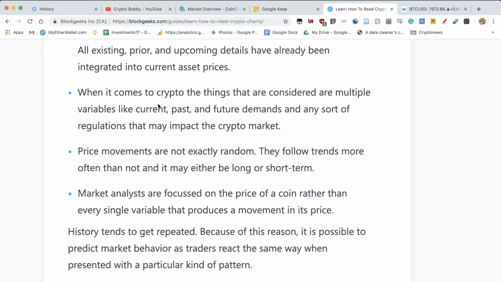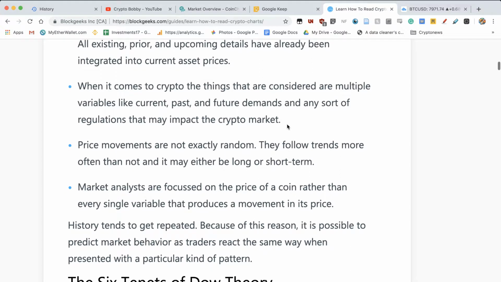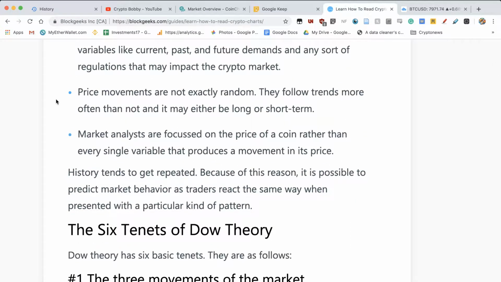Furthermore, when it comes to cryptocurrency, the things that are considered are multiple variables like current, past, and future demands, and any sort of regulation that may impact the crypto market. At this moment in time, everything is calculated into the price. Next up, price movements are not exactly random. They follow trends more often than not, and it may either be a long or a short-term trend.